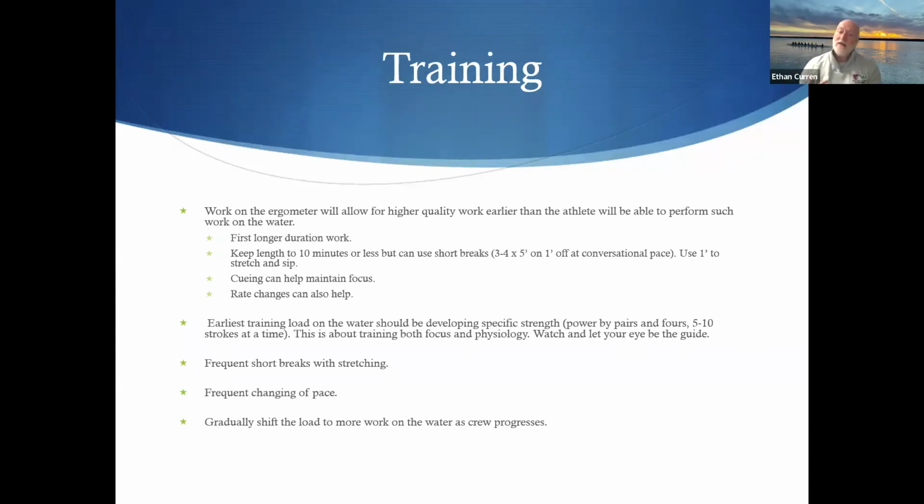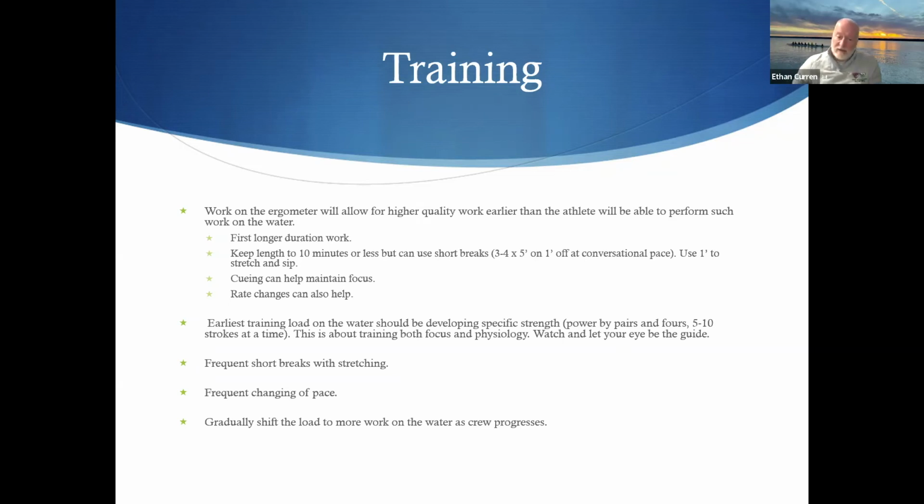And I think the earliest training load on the water should be developing specific strength, which is to say relatively short bursts of high power by pairs and fours. Probably a lot of you do this kind of stuff anyway, but get a sense, like 5-10 strokes at a time, low rate, going through by pairs. And one of the things I like to do a lot is say 5 easy, 10 hard, 5 easy.